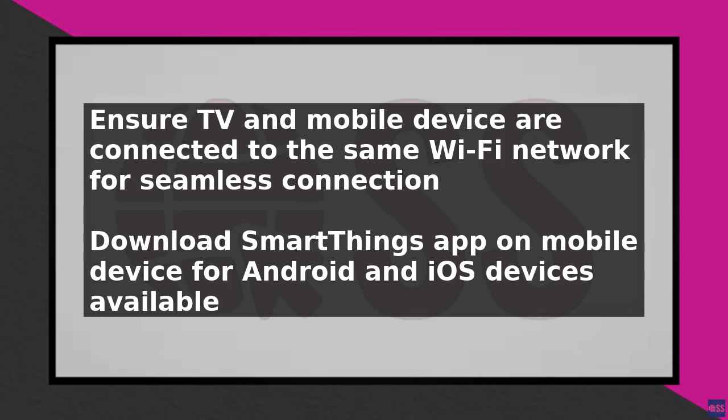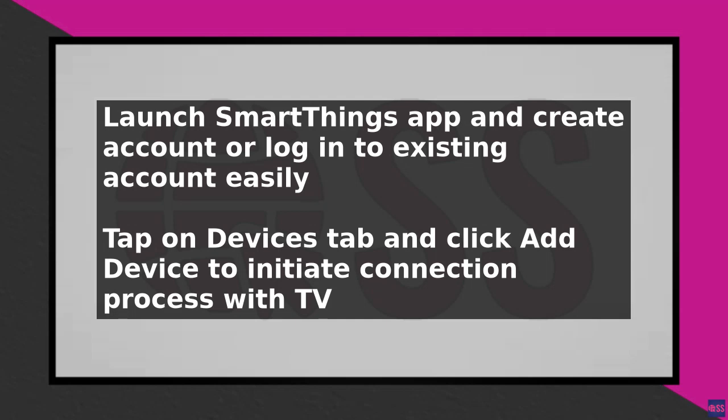Once the app is installed, launch it and create an account or log in if you already have one. After logging in, tap on the Devices tab and then click on Add Device. The app will search for available devices and display your Samsung TV. Select it to initiate the connection process.